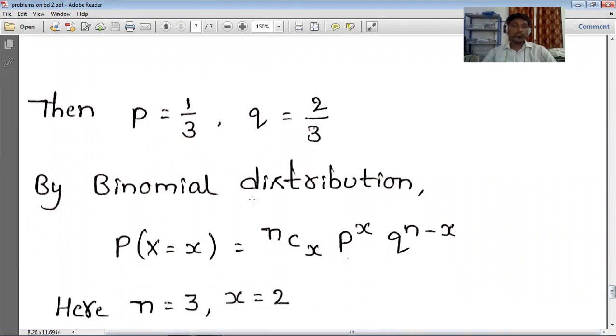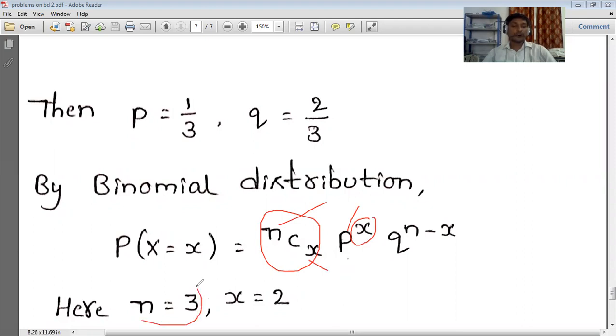Next, by the binomial distribution, what is the formula we know? P of capital X equal to small x is equal to nCx p power x q power n minus x. Here n represents the number of trials, x represents the number of successes, p represents the probability of success, and n minus x is the number of failures, where q represents failure. Now here n is equal to 3, as they mentioned in the problem, the number of tosses n is equal to 3. Here I am choosing x as 2.